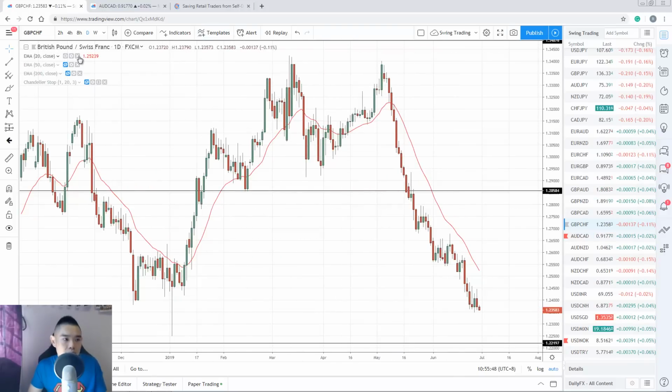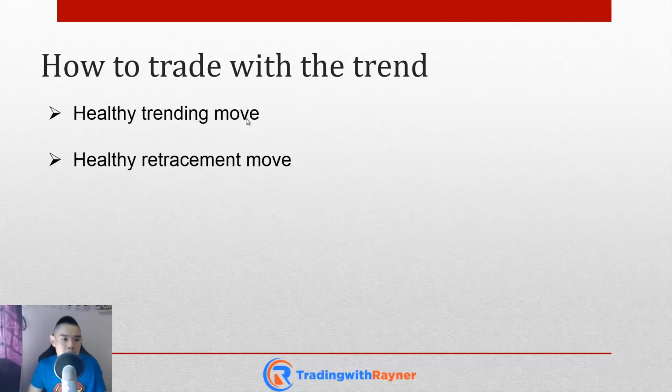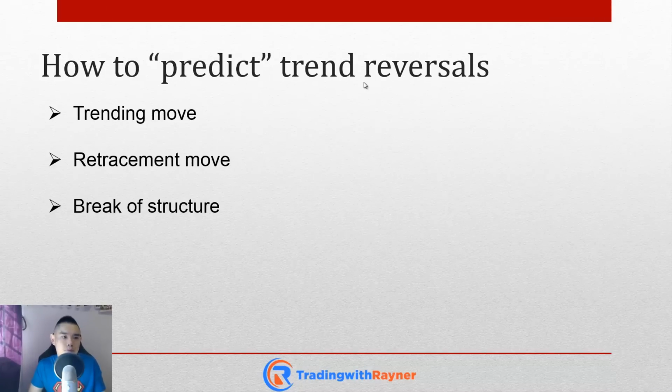Okay, so with that said, now let's move on to something else. We talked about how to trade with the trend. Now, how do you predict trend reversal? So in the earlier lesson, we talked about how to trade with the trend, how you know that the trend is healthy and how you can safely trade with the trend. Now, we're going to talk about trend reversals. How do you know when the market is about to make a reversal so you don't still try to trade with the trend and then get caught on the wrong side of the move?